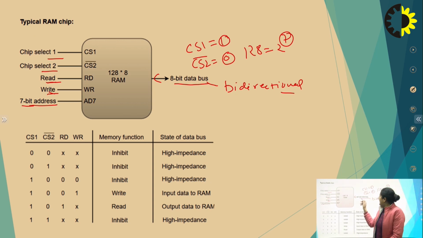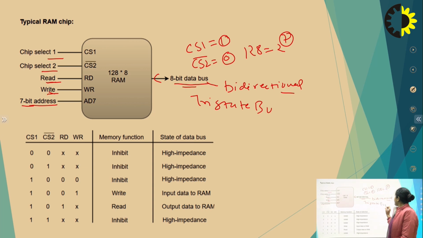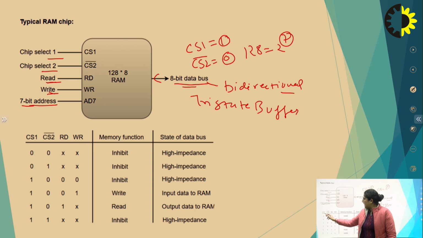And how are we getting this 8-bit data bus? With the help of a tri-state buffer. We have studied this. As we know, what is a tri-state buffer? We have three states. So let's see the functional table, how the RAM chip works. As you see, chip select 1, chip select 2, read and write.